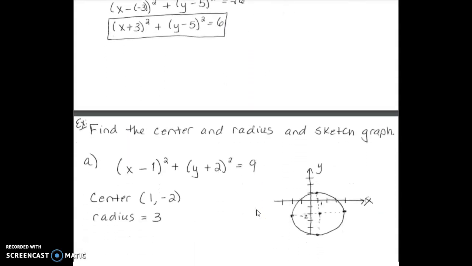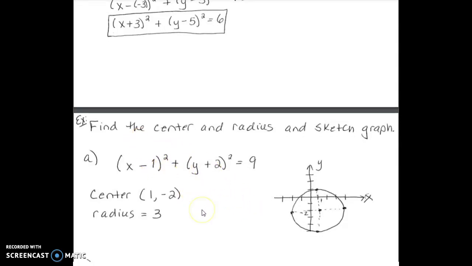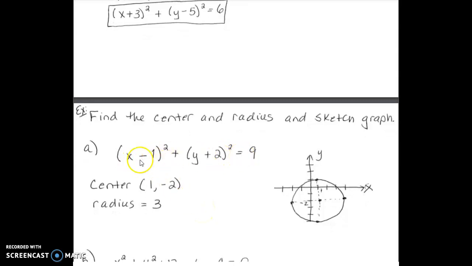Right? This time they're going to give us the standard form, or give us the equation of a circle, and we have to find the center and radius and use it to sketch the graph. So find the center and radius and sketch the graph. So if we're given an equation of a circle that looks like this, meaning it's in standard form, right, we can just look at it and write down our center and radius.